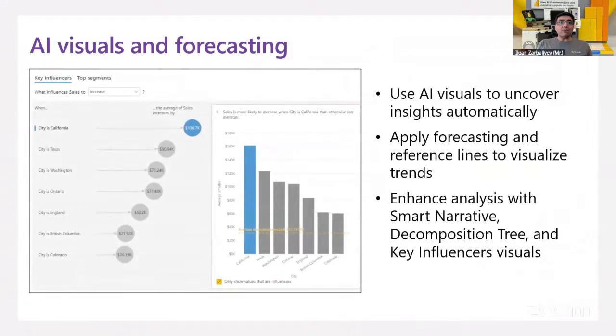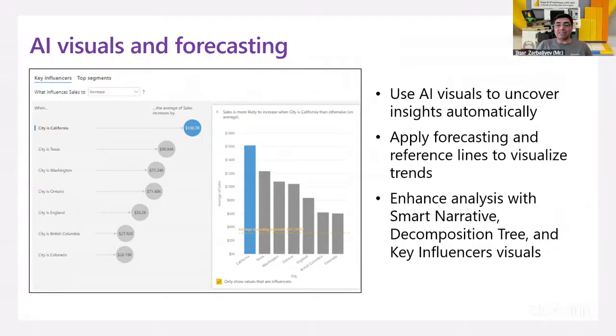This is now a little bit about AI visuals and forecasting. This is actually one of my favorite areas because it's where Power BI really starts doing some of the analytical heavy lifting for you. AI visuals can uncover insights automatically. You point them at your data, and they surface things you might not have thought to look for. Forecasting and reference lines let you visualize trends forward in time, projecting where the data is headed based on historical patterns directly on a line chart.